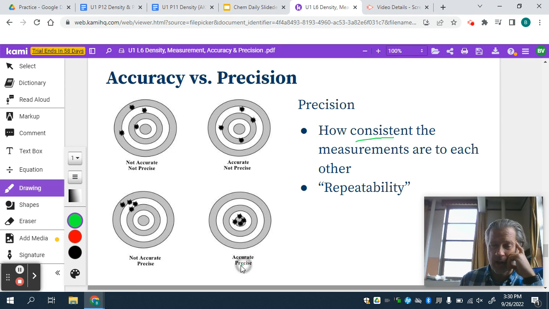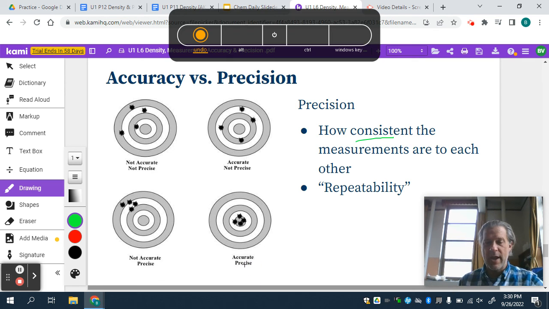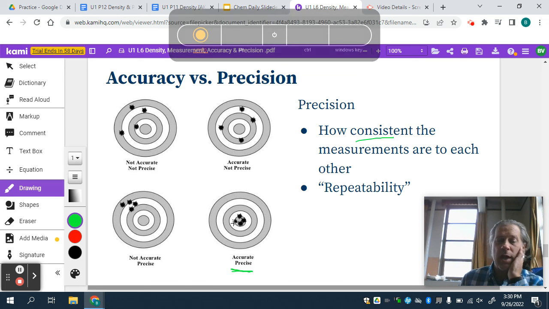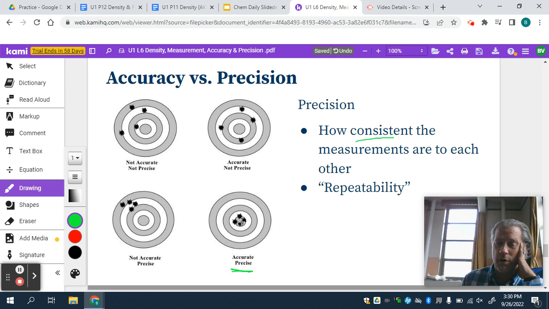So here in the lower left-hand corner, we have accuracy and precision. Very accurate: all 4 of the arrows made it into the center of the target. Precise: those arrows are grouped really close together, so that makes them really precise. Here we have another example of precise. The arrows are really close together, but they're not accurate because they're not in the center of the target.